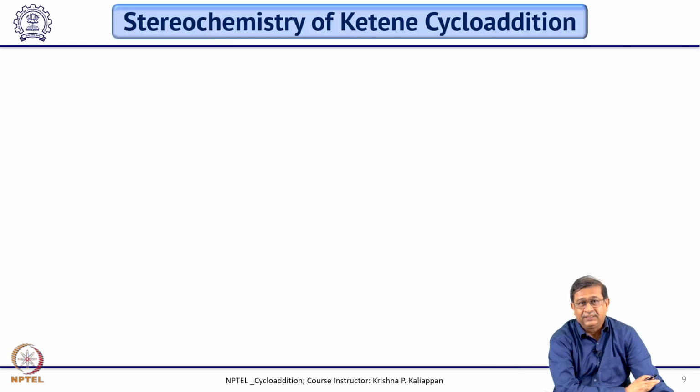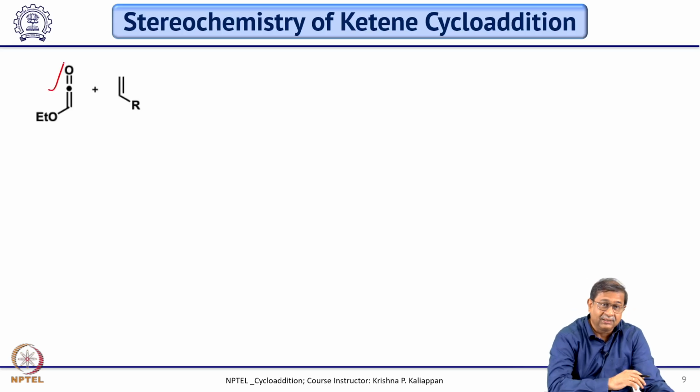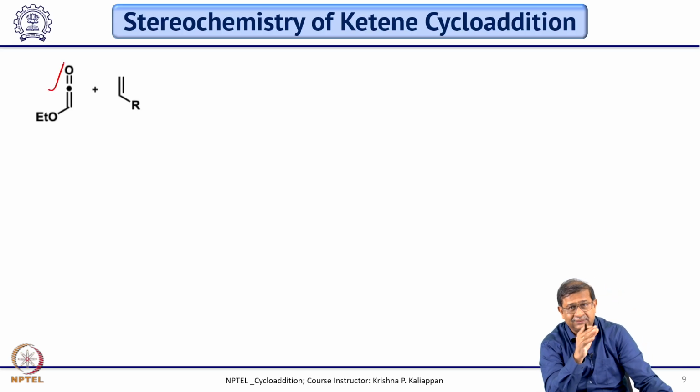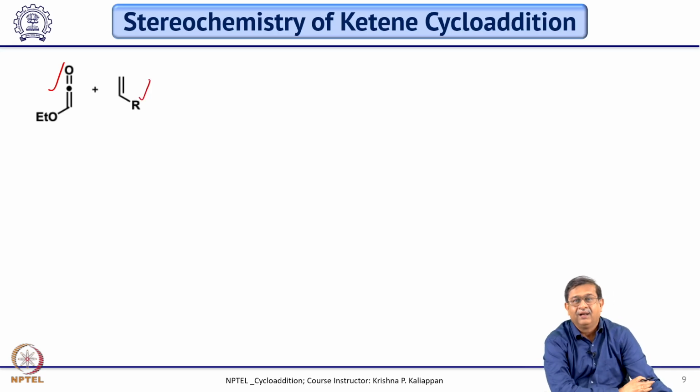So, this is about regiochemistry, but how about stereochemistry? See, for example, you take a ketene where the substituent here is an ethoxy group, and a simple alkene.